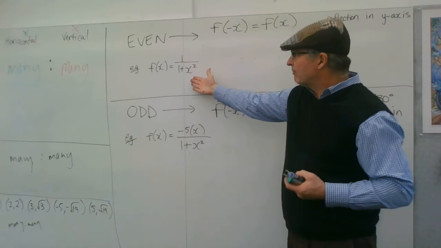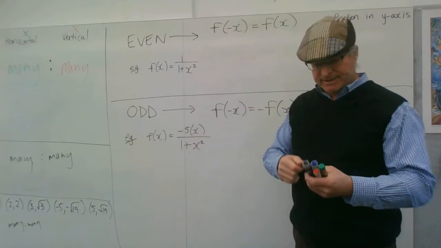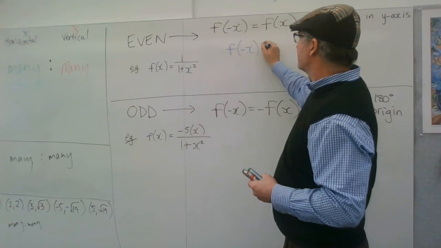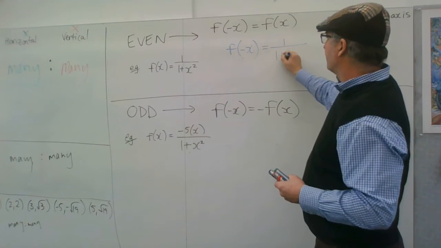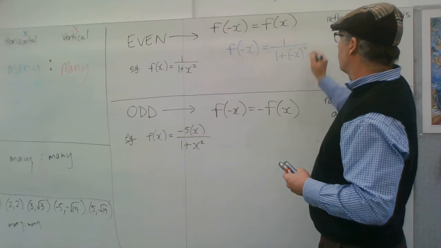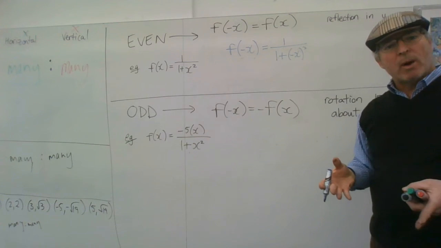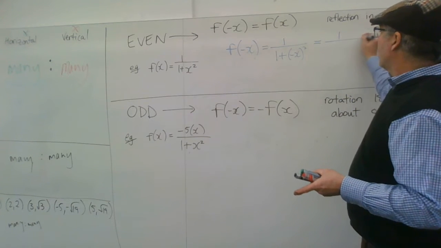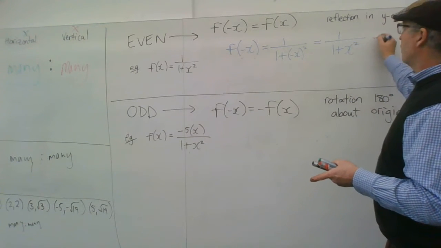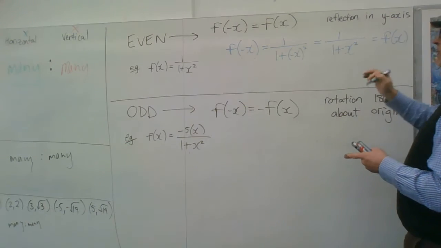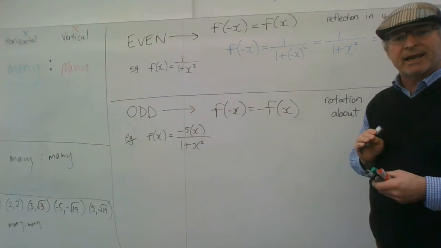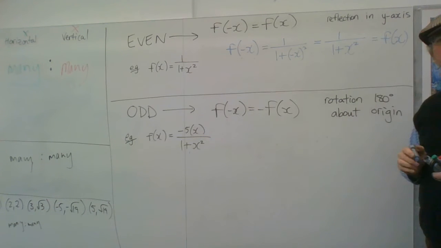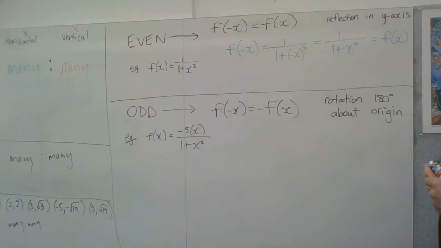So, for example, if f of x is 1 on 1 plus x squared, if you put f of minus x, that'll be 1 on 1 plus minus x, all squared. Now, we know when you square a negative number, it's the same as squaring the positive. So that's 1 on 1 plus x squared, which is just the same as f of x. So if you can substitute in minus x into the function and work it through and end up with the same as f of x, you've got yourself an even function.